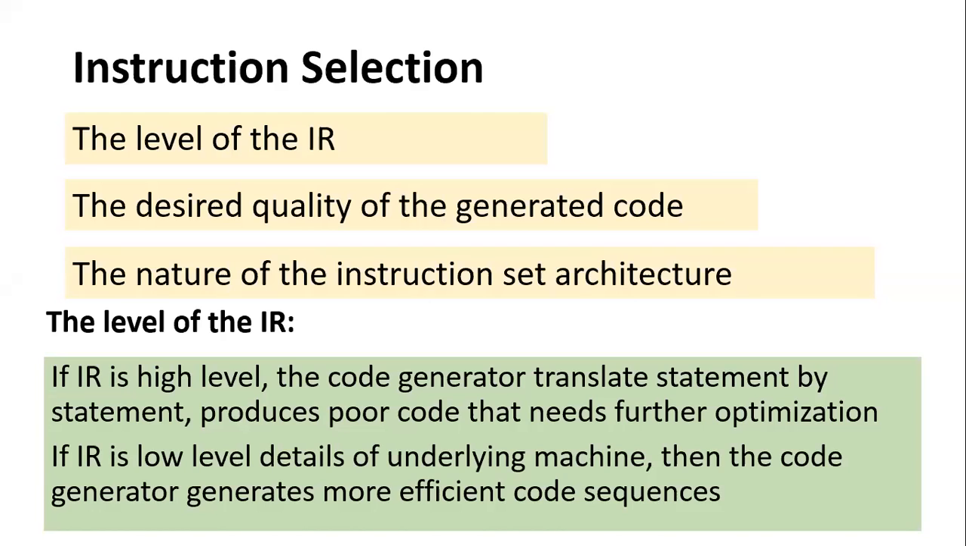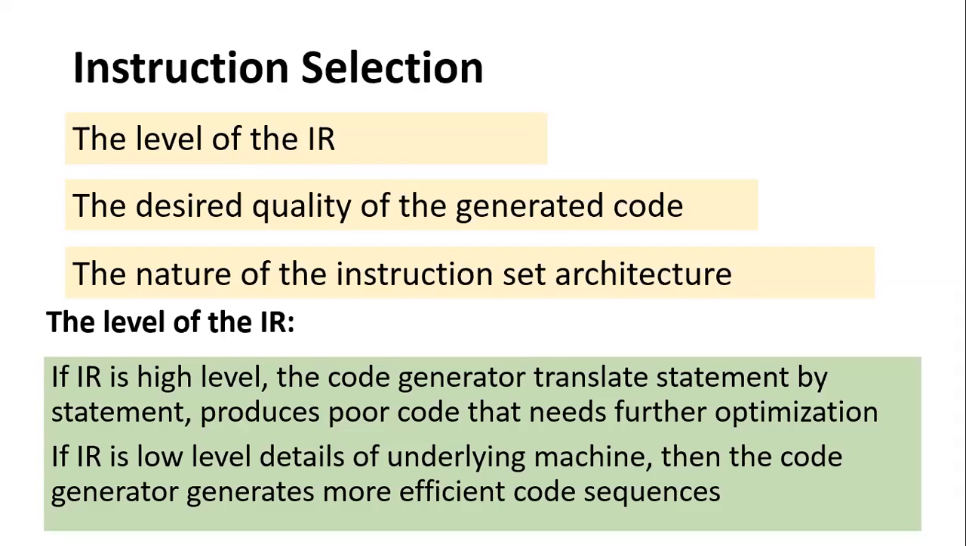If the IR is low level, with details of the underlying machine, then the code generator generates more efficient code sequences. That means if the intermediate representation itself gives the low level details of the underlying machine, then the code generator generates efficient code sequences. When considering instruction selection, you have to decide whether it's just high level, transferring as it is, or whether you have to verify the inner details of the intermediate representation.